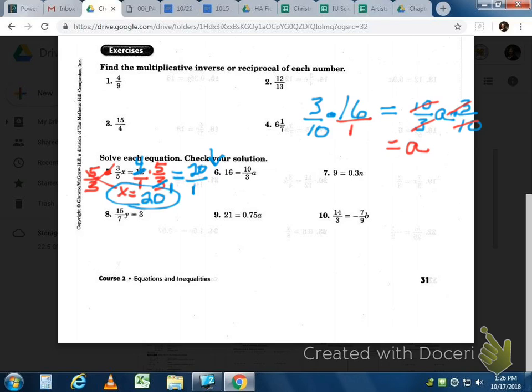But what about this 3/10 and the 16? If I put the 16 over 1, Caden, is there anything that cancels? You can divide 16 and 10 both by 2. That's exactly right. Very good. The 16 and 10 you can both divide by 2. So they're going to reduce. The 16 would become what? 8. And the 10 would become 5.